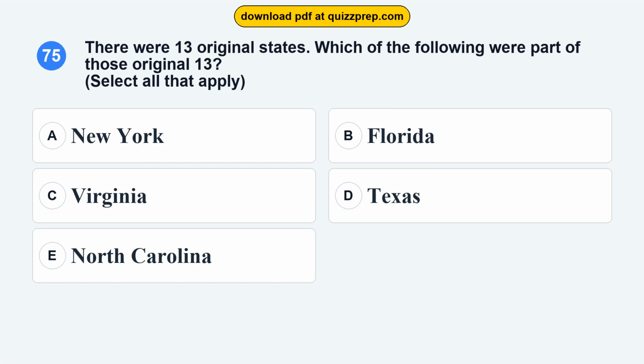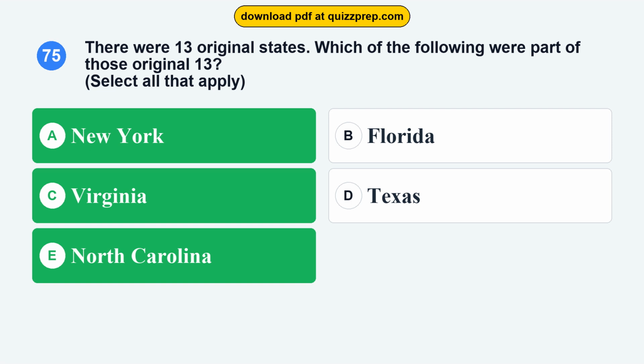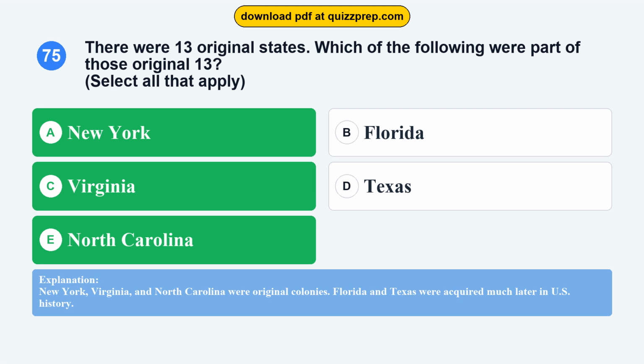Question 75. There were 13 original states. Which of the following were part of those original 13? Option A, New York. Option B, Florida. Option C, Virginia. Option D, Texas. Option E, North Carolina. The correct answers are options A and C and E. New York, Virginia, North Carolina. New York, Virginia, and North Carolina were original colonies. Florida and Texas were acquired much later in U.S. history.